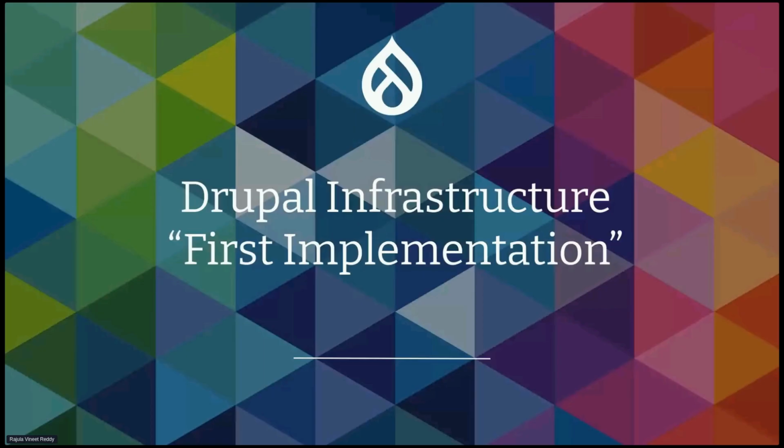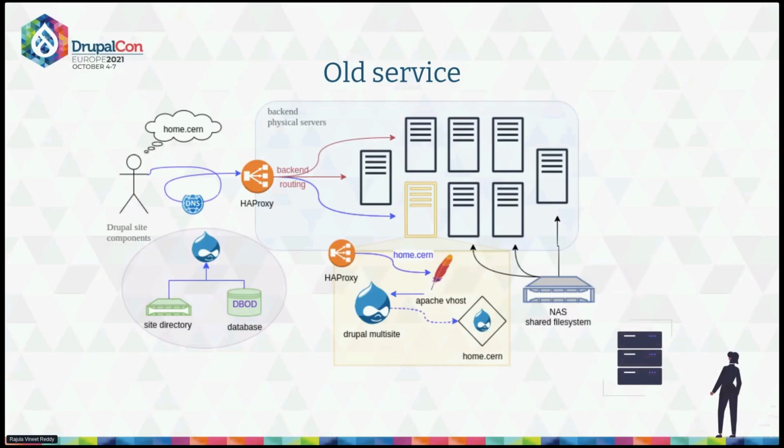So we'll talk about the first implementation of a Drupal infrastructure that has been existing till now. So this is how it was. So we hosted everything on virtual machines. All websites have shared PHP FPM processes. They all shared a common NAS. The core modules code was also shared across all websites, leaving very small space for customization. And we had no Composer access to the end users.